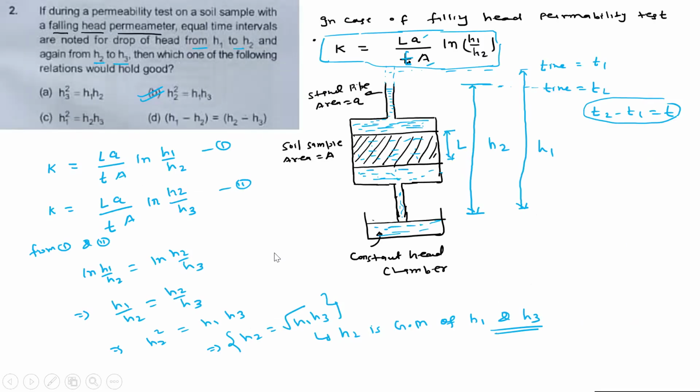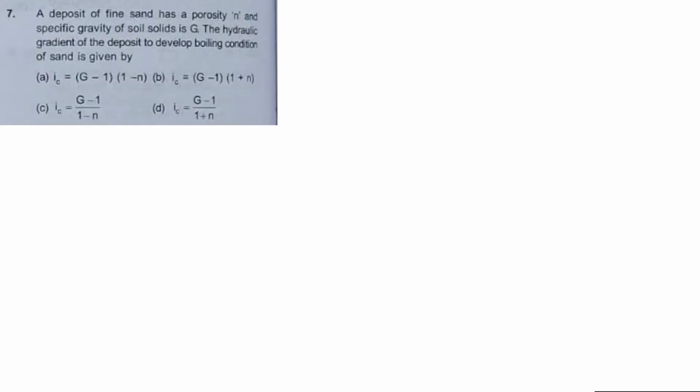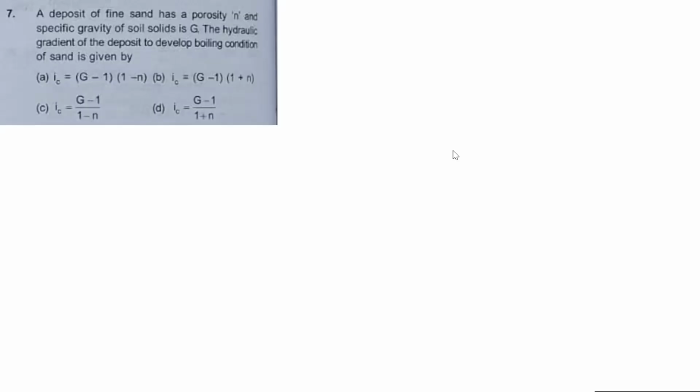Now question number 6 is done. Now question number 7. A deposit of fine sand has a porosity n and a specific gravity of soil solids G. The hydraulic gradient of the deposit to develop the boiling condition of sand is given by.